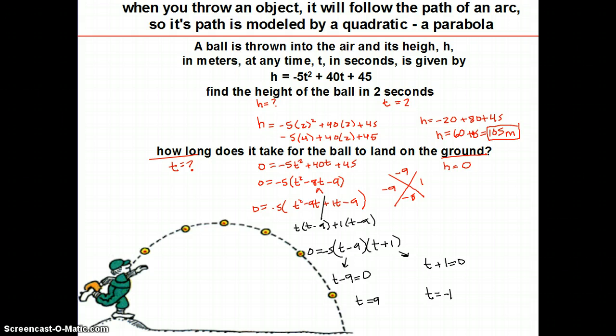How long does it take for the ball to land on the ground? Well, it could either be 9 seconds or it could be negative 1 second. Having a negative time doesn't make any sense, so it's going to take us 9 seconds for the ball to land on the ground.